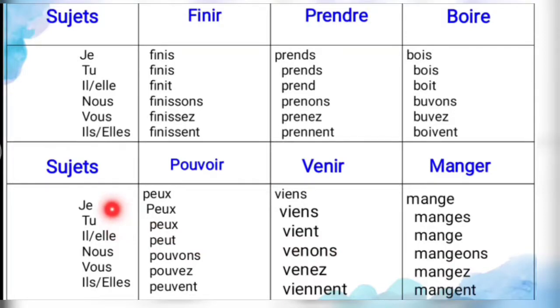Manger means to eat. So je mange, I eat. Tu manges, you eat. Il mange, he eats. Elle mange, she eats. Nous mangeons, we eat. Vous mangez, you eat. And ils mangent, they eat. Elles mangent, they eat. The other verbs you have to read by yourself only, because most of the verbs are irregular. Irregular verbs you can read by yourself only.